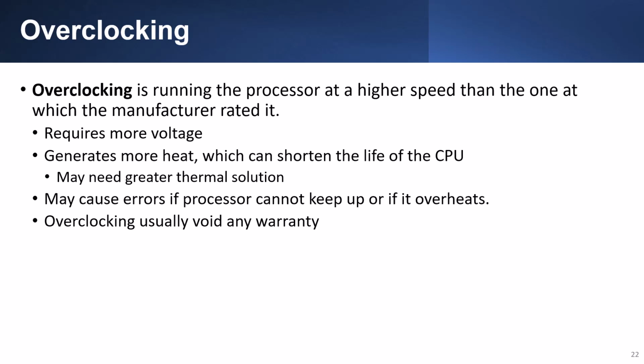Overclocking is running the processor at higher speeds than the one at which the manufacturer rated it. It usually requires more voltage and will generate more heat, which can shorten the life of the CPU. Since it generates more heat, you may need a greater thermal solution to deal with the additional heat. Keep in mind that if you increase the speed, the processor may not have the ability to keep up and errors may occur. Since you're running the processor faster than the manufacturer rating it, overclocking will usually void the warranty.